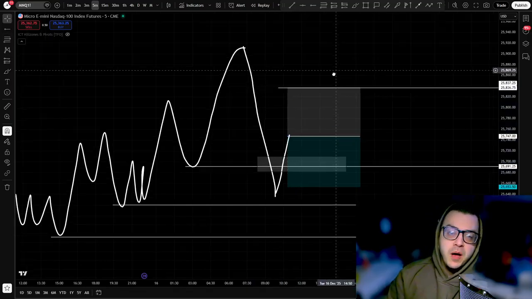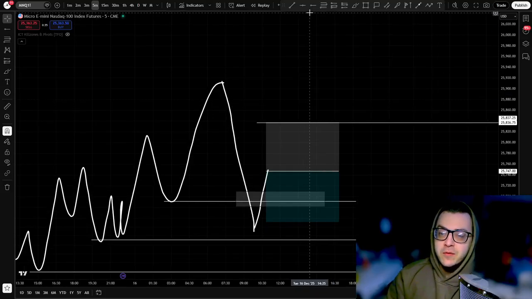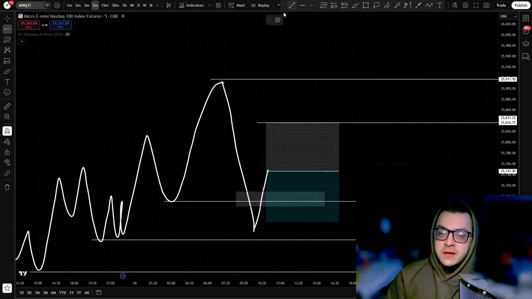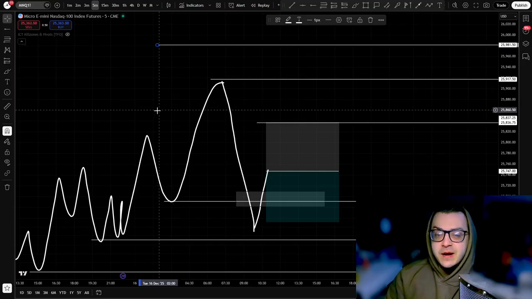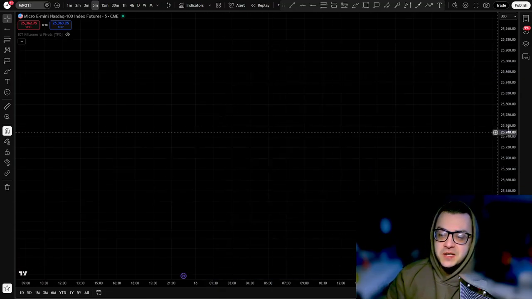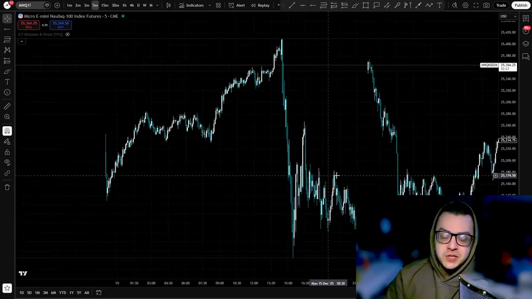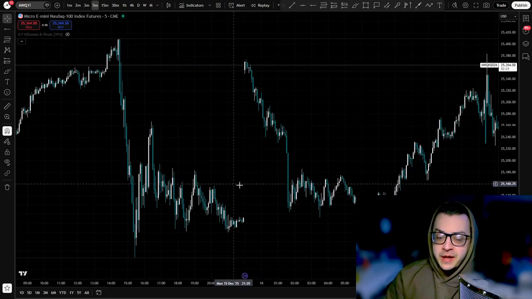Once we hit 1-for-1, I'll close half my position and go break even on the rest, and then just hold runners for liquidity. And it's that simple. It's really easy to do. This takes like 5 seconds to do on your charts every morning, and I'm just going to show you some trades. So we've already got one here.